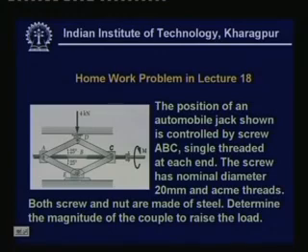Now, let us come to the homework problem which was given in lecture 18. The problem was, the position of an automobile jack shown is controlled by screw ABC, single threaded at each end. The screw has nominal diameter 20 millimeter.